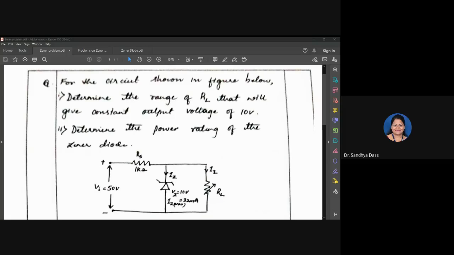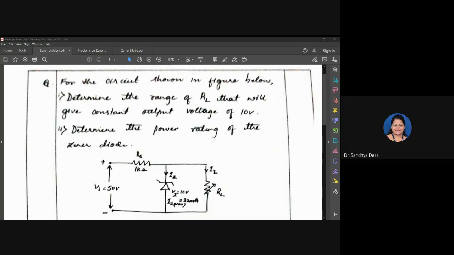IS is equal to IL plus IZ. And try to analyze from the circuit what is given. Only IZ maximum is given. IZ minimum is not given, and IL is also not known. So to find IL, you should first know IS. So to find IS, first you apply KVL.